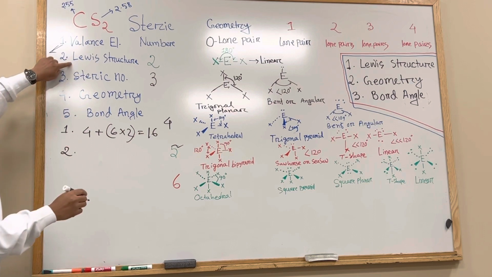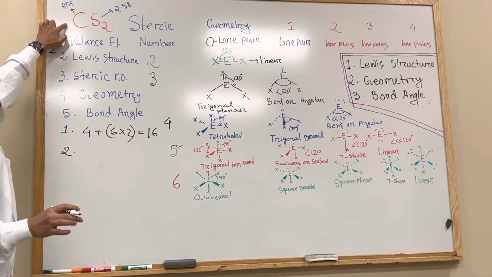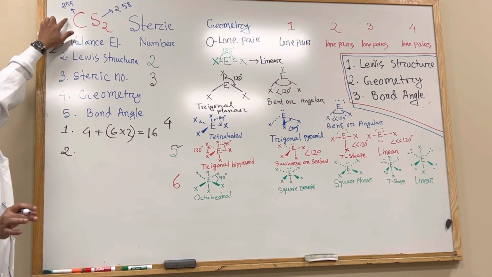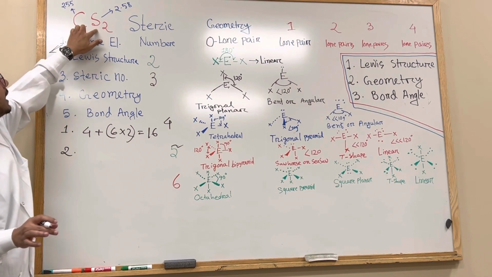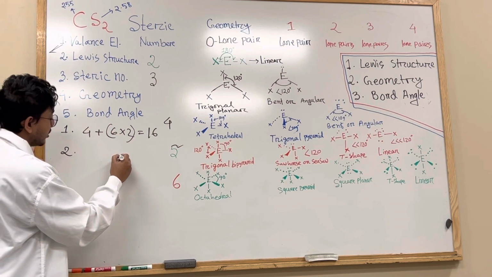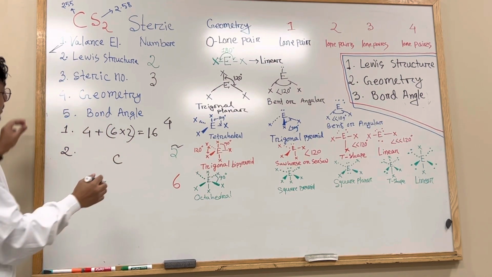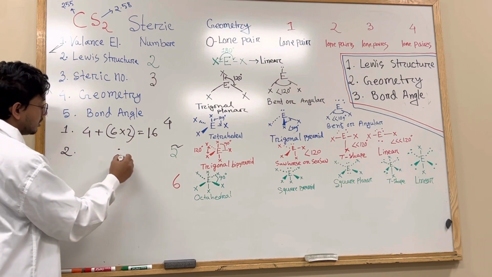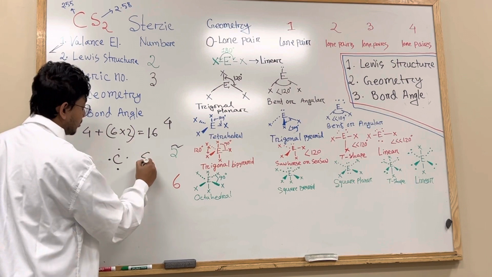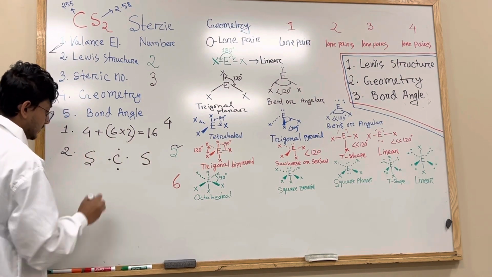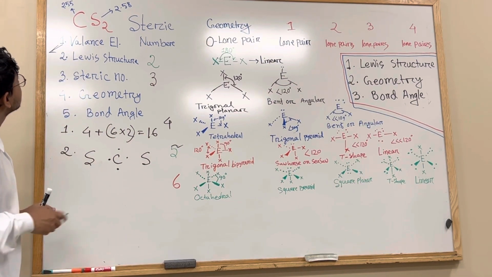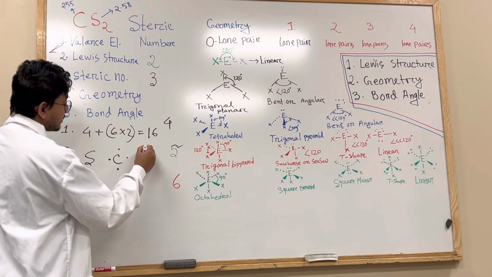Before going to the Lewis structure, you need to know the electronegativity, and then you can put the middle element. You can see that carbon has the least electronegativity and sulfur has a little bit more. So I will put carbon in the middle and then give their valence electrons. Carbon has 4 valence electrons, and sulfur has 6, so I put the sulfur here.